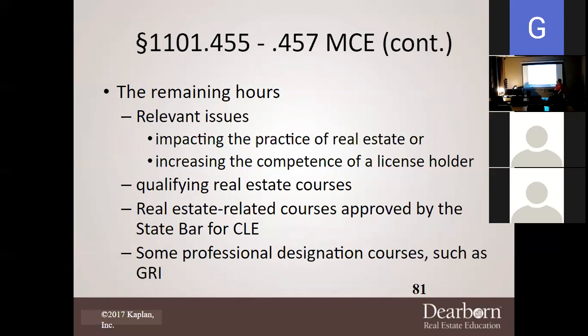Of course, in regards to the remaining hours, you can take whatever you want, okay? They need to be relevant issues, such as impacting the practice of real estate or increasing the competency of a license holder: the qualifying real estate courses, real estate related courses that are approved by the State Bar for CLE, or some professional designation courses such as the GRI can be utilized.